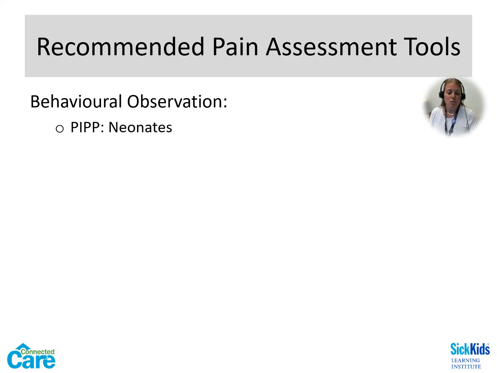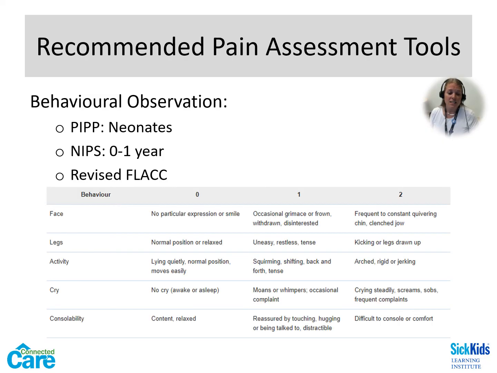Examples of these tools are the premature infant pain profile, or the neonatal infant pain scale, or the revised FLACC scale that looks at faces, legs, activity, cry, and consolability. When you're using these scales, you will assess the child's behavior and then find a number based on that. The higher the number, generally the more pain the child is in.